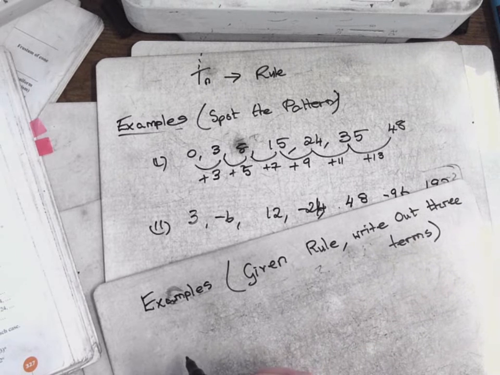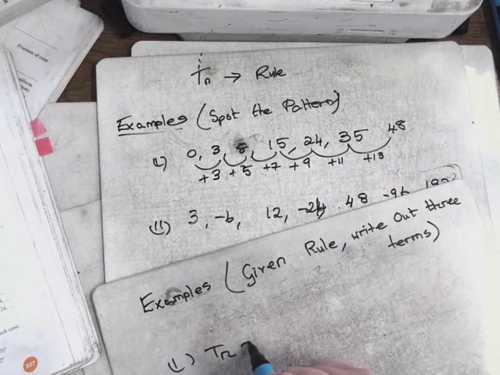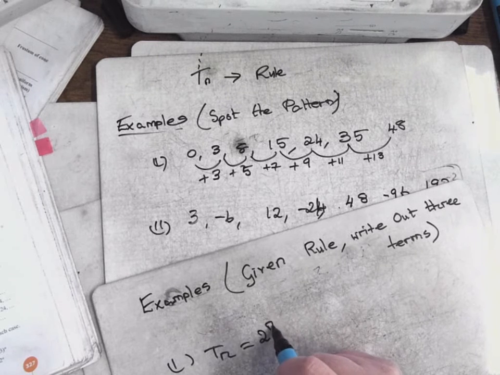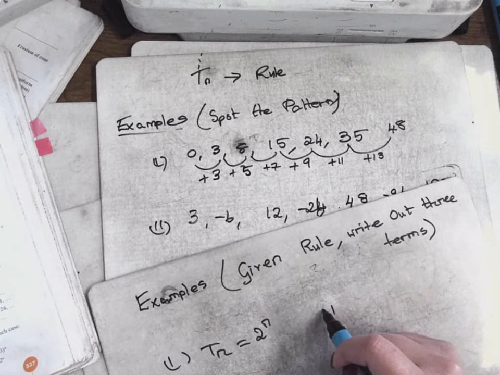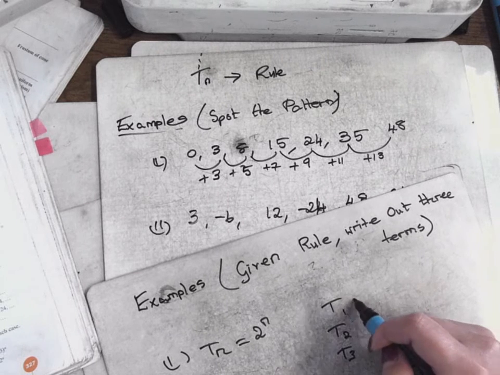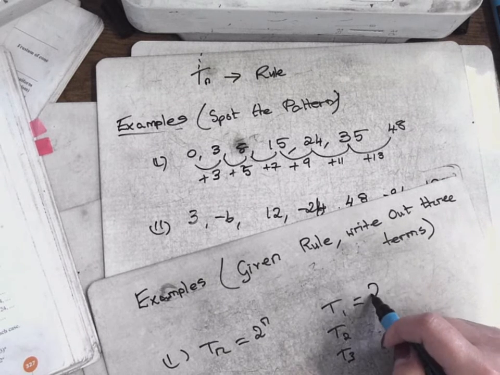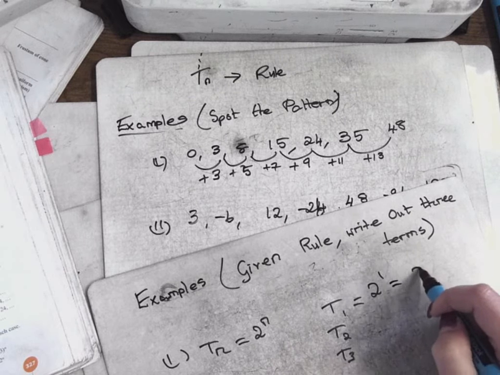So if Tn is equal to 2 to the power of n, what you have to do is write out term number 1, term number 2, and term number 3, the first 3 terms. Okay, is that right? How do you get term number 1? Everywhere you see an n, put in a 1. So it's 2 to the power of 1, which would be 2.